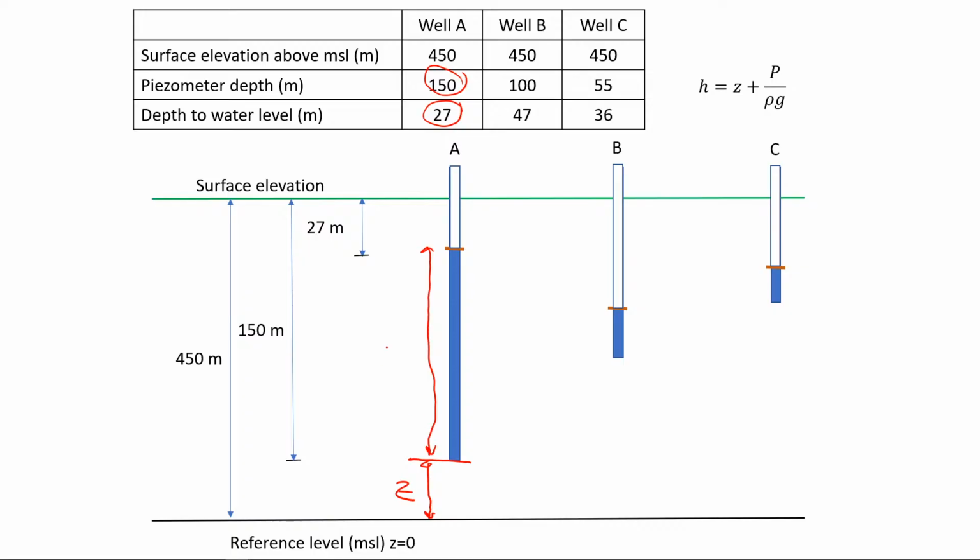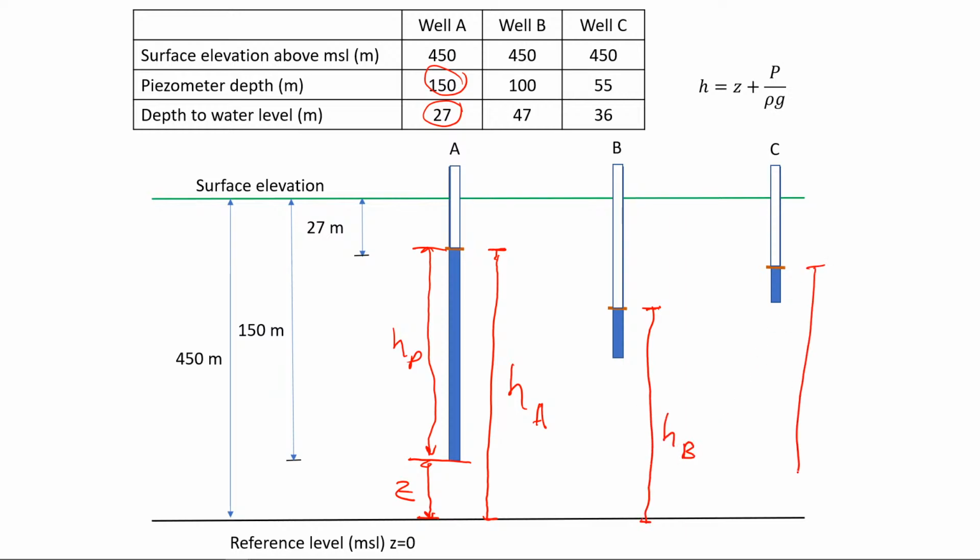And this part would be your pressure head. And from here to here, that would be your total head. That is basically how you do this. So that's head one, or head A. Similarly, that would be head B, and similarly, that would be head C.